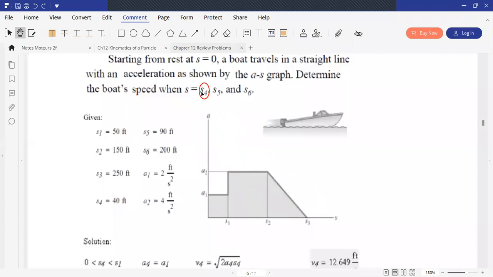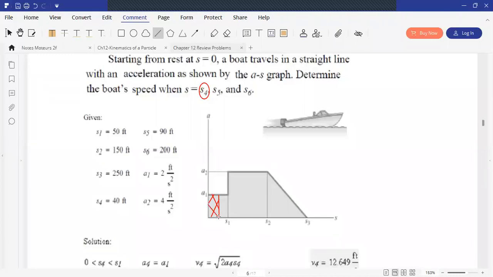For example, if I start with the geometrical method for phase 1, I am interested in finding the velocity at S4 here, for example. What is the area method? The area method tells me that the integral of a ds represents the area under the curve, this area, for example. So when I say V1 squared over 2 minus V0 squared over 2 is equal to the integral of a ds, the integral of a ds is this area.